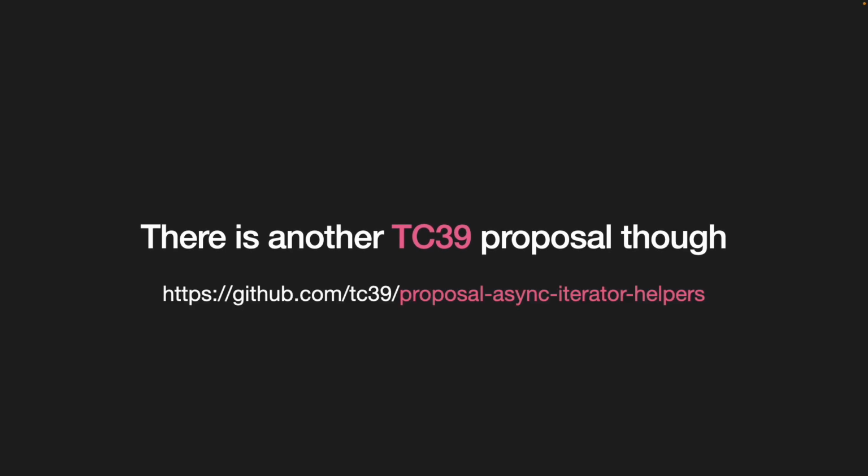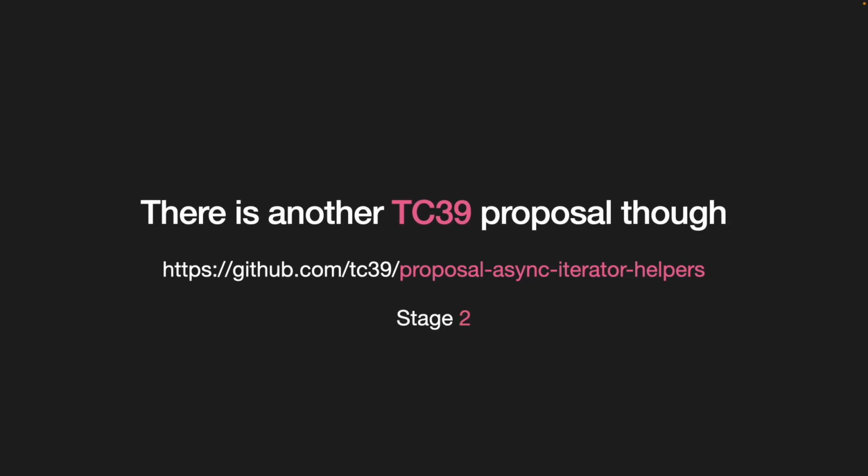But there is yet another TC39 proposal though, and it turns out that the async stuff was with the sync stuff. It was the same proposal, but they decided to split it. And now we have this proposal, which is called Async Iterator Helpers, but that one is only on stage 2. And I hope it won't take another 9 years until we get this. So soon, right?